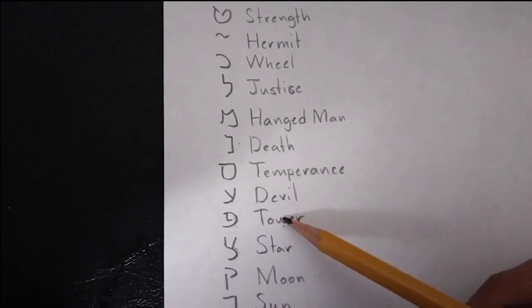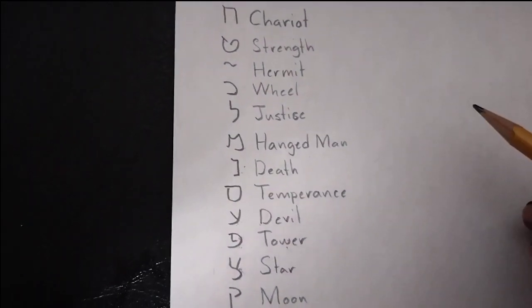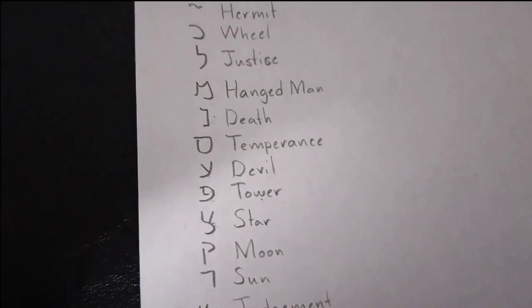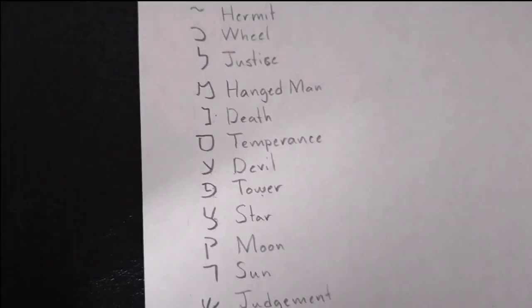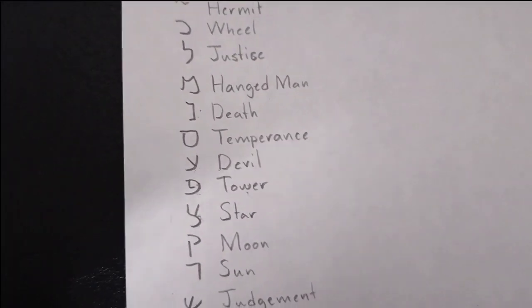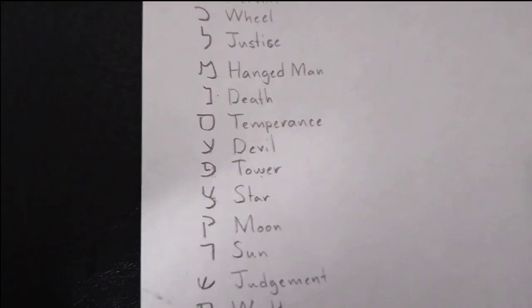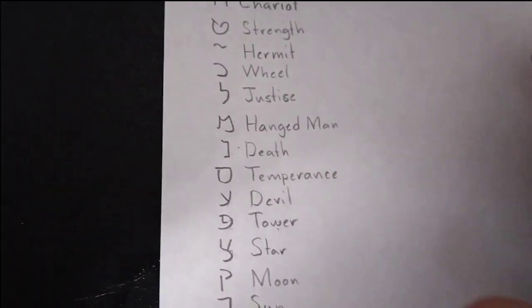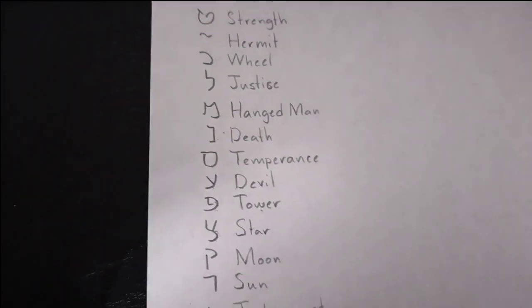And the tower, if you know, the tower is a very destructive card. There's usually misfortune or something wrong, something falling apart. And what has the most power to cause things to fall apart? What can be used as one of the most destructive forces? It's the mouth. You know, that's why you have to be careful with your words.